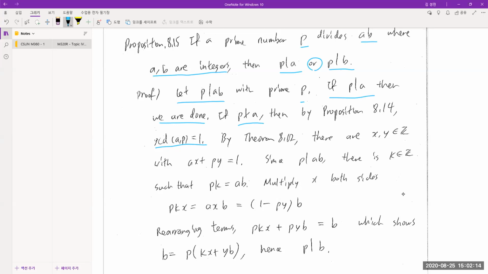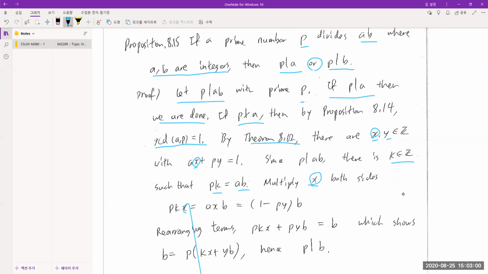At this point, we use Bezout's lemma, the existence of integers x, y such that Ax plus By equals the GCD of A and P. That is 1, so Ax plus By is 1. Since the prime number P divides A times B, there exists an integer k such that Pk equals A times B. So next, we multiply x on both sides, particularly this x obtained from this linear combination.